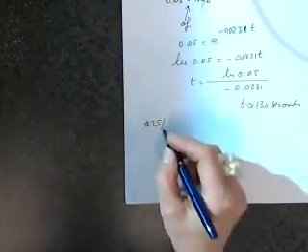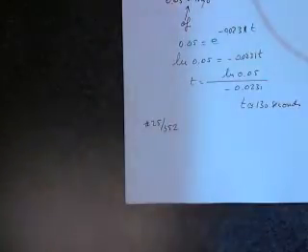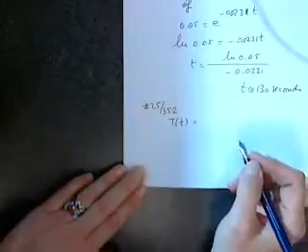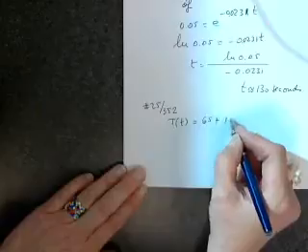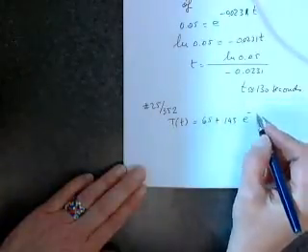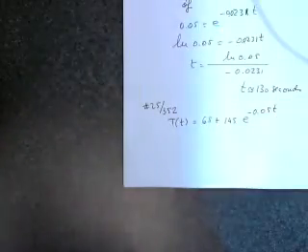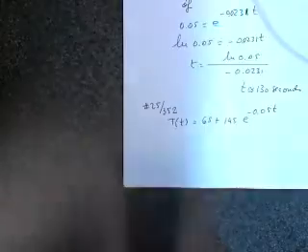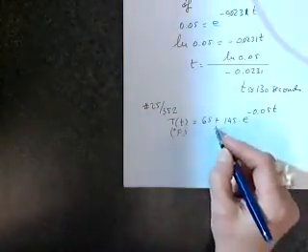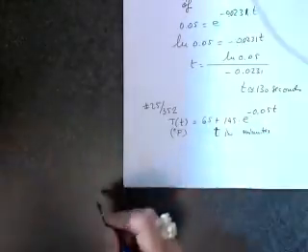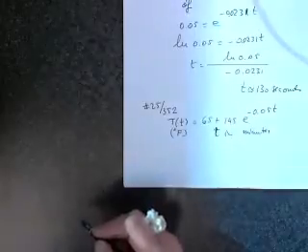So number 25 on page 352. A hot bowl of soup is served at a dinner party. It starts to cool according to Newton's law of cooling. So its temperature at time t is given by uppercase T of t equals 65 plus 145 times e to the negative 0.05 t, where t is measured in minutes and uppercase T is measured in degrees Fahrenheit. What is the initial temperature of the soup?